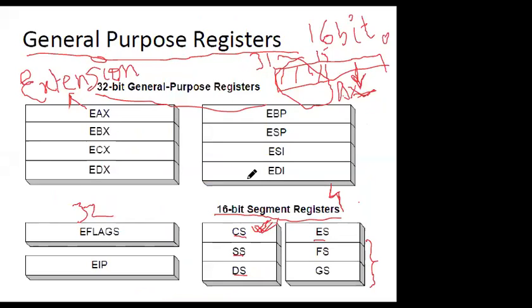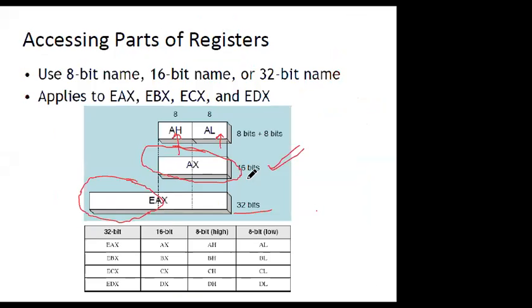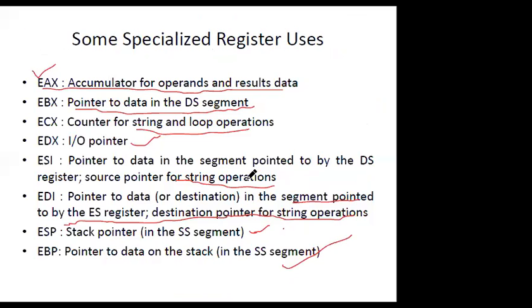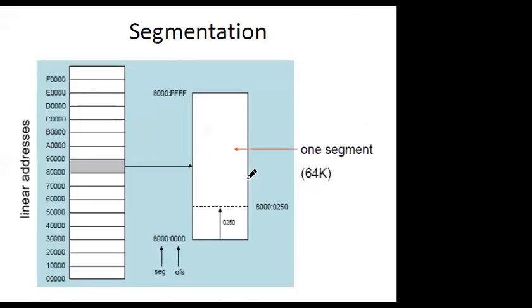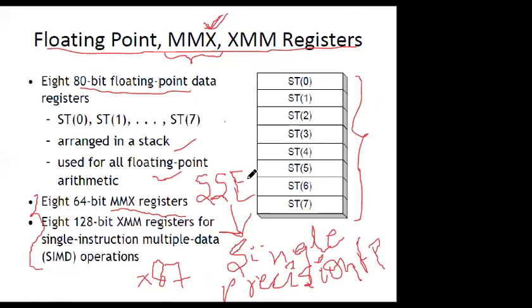So we have general purpose registers, which were extended versions of 8086. We had 8 general purpose registers, EFLAGS, EIP, which were 32 bits. Then we have segment registers, which are 16 bits, accessing parts of the registers, and index, base, etc., flags and floating point. So this is all for today.